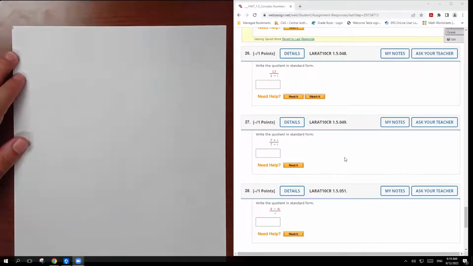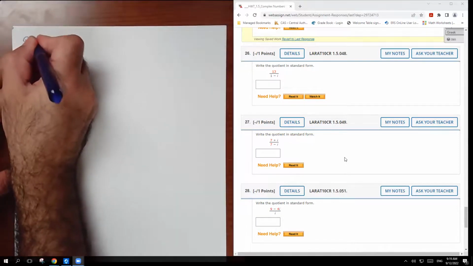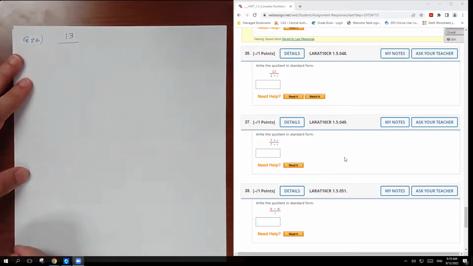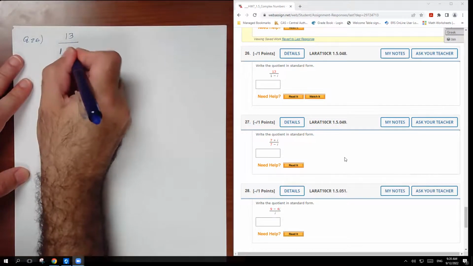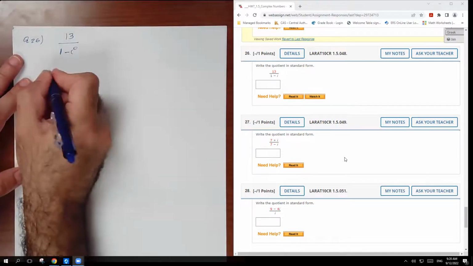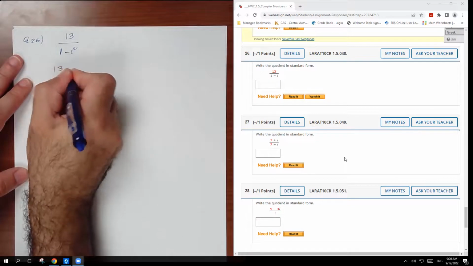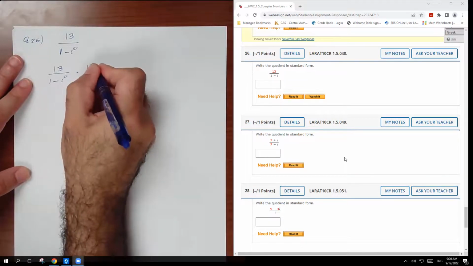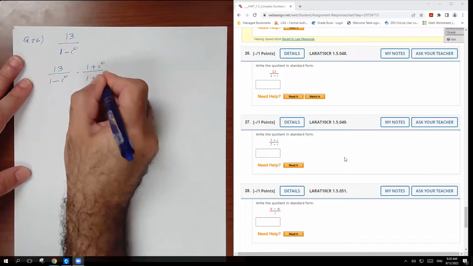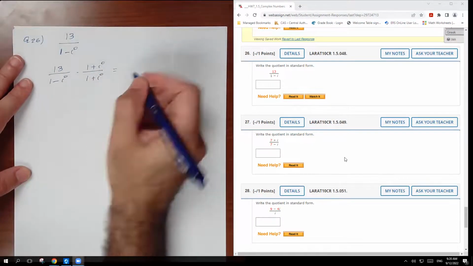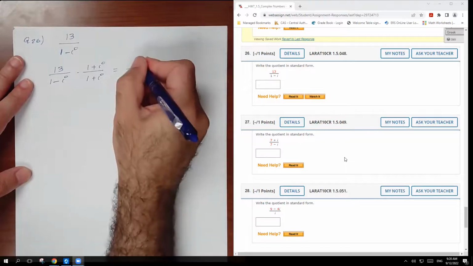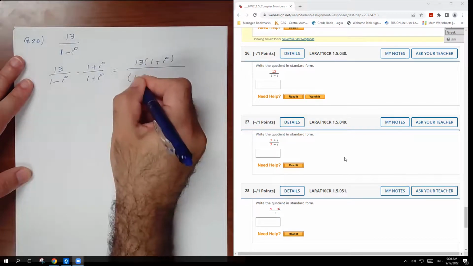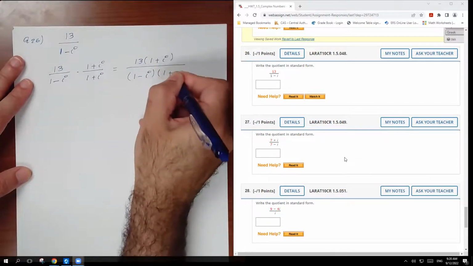So 26 is going to be 13 over 1 minus i. We're going to do the same thing. We're going to multiply by the conjugate. So it's going to be 13 over 1 minus i times the conjugate, 1 plus i over 1 plus i. That means here is going to be 13, 1 plus i, and here are the two quantities, 1 minus i and 1 plus i.